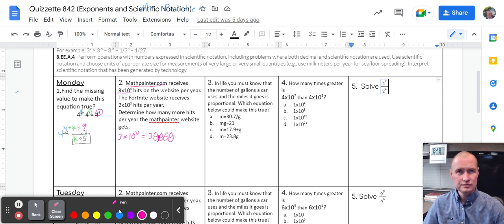All right. Now, the other website, which is the Fortnite website, receives 2 times 10 to the 3rd power. So let's write that one out. We got 2 times 10 to the 3rd power equals 2, and then we go 1, 2, and 3 places. It looks like Fortnite got 2,000 hits compared to 30,000 hits.